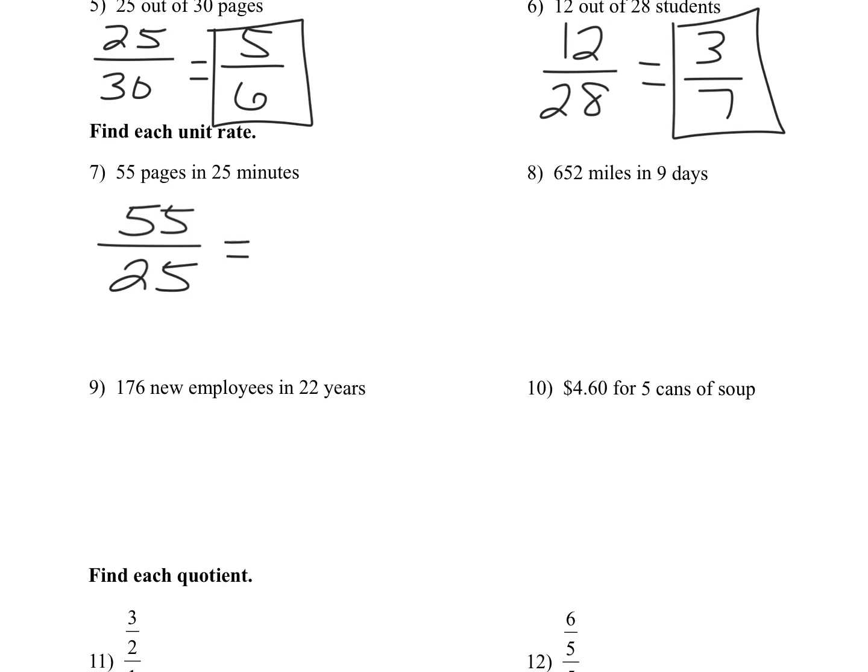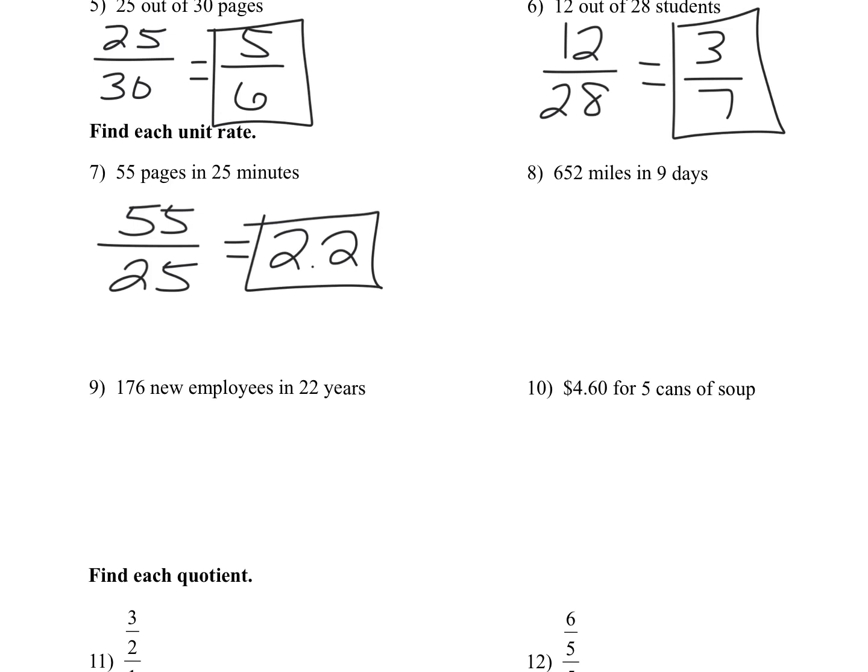What do you get when you divide those two numbers? 2.2? So 2.2 is how many pages are in 1 minute. So unit rate, what's the value of a unit rate? 1. Okay? Try those next 3 on your own. Number 8, 652 miles in 9 days. We want to find the unit rate.